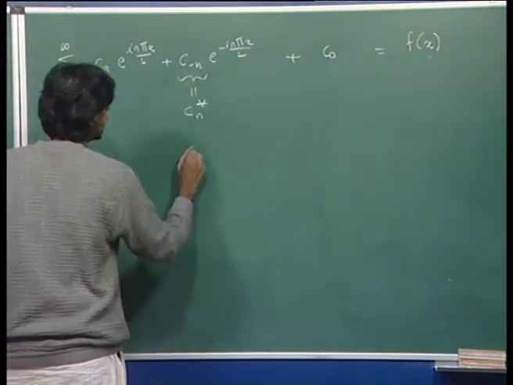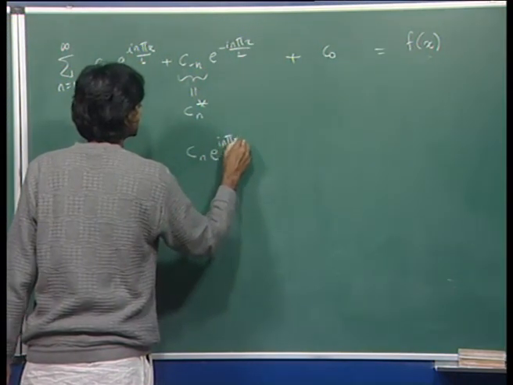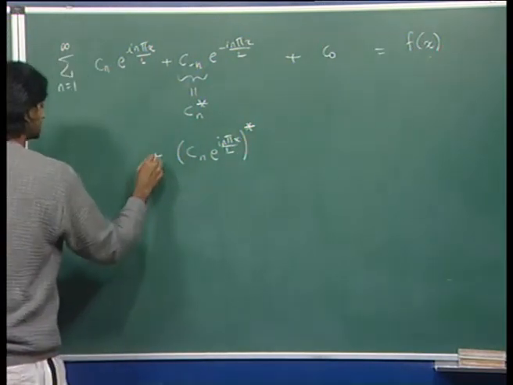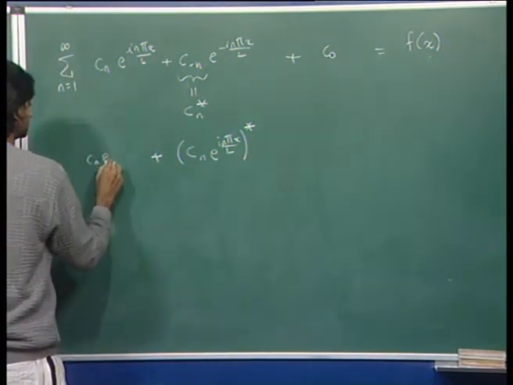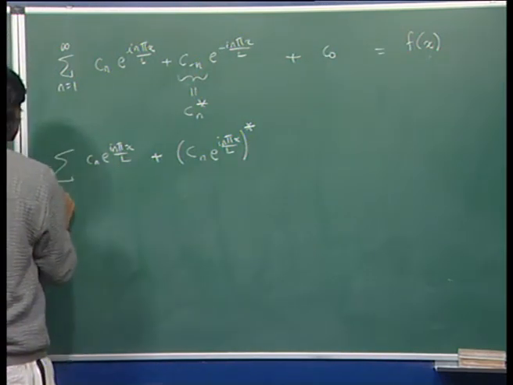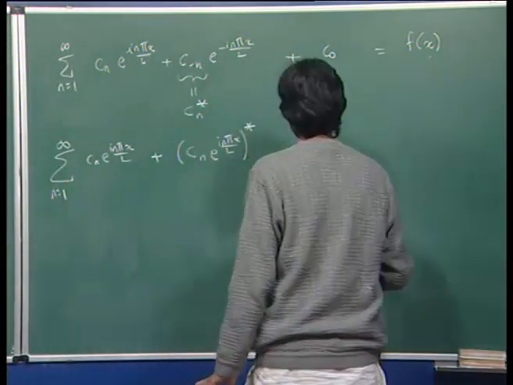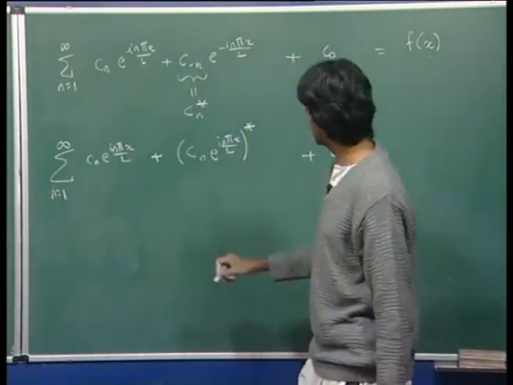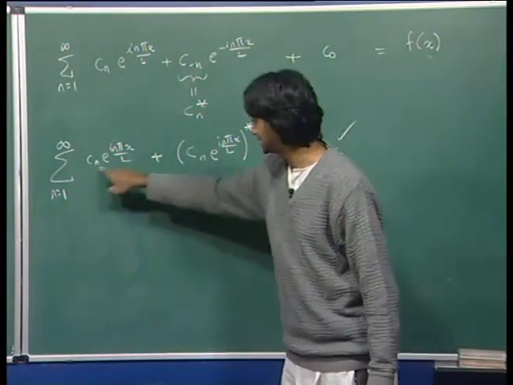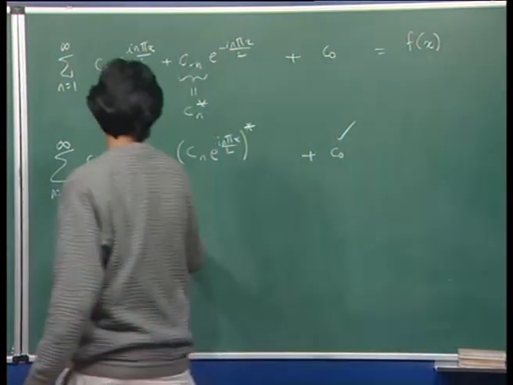So, if this is C n star, that implies this is C n e to the I n pi x by L star plus C n e to the I n pi x by L, to infinity plus C 0. So, this is real. Notice that what appears here is exactly this. So, a number plus its complex conjugate, this whole thing has to be a real number.